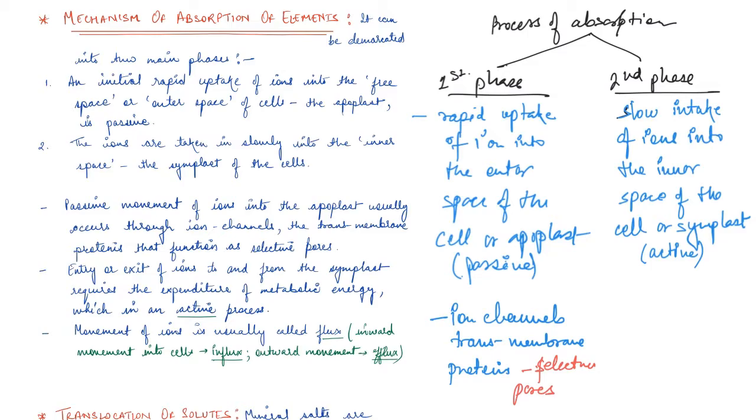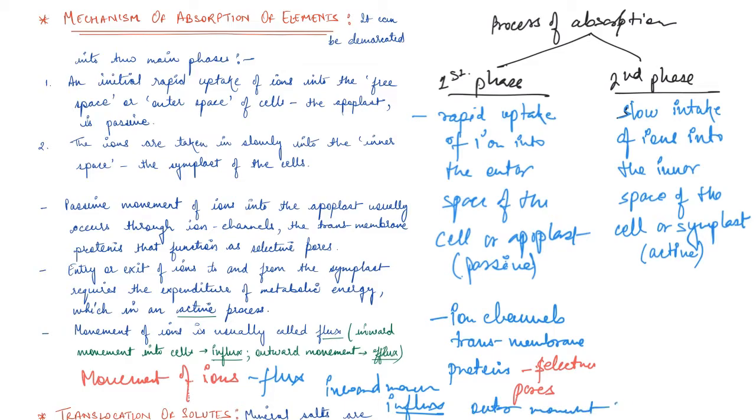Now, what do we call the movement of ions? Movement of ions is known as flux. If it is an inward movement of ions, it is known as influx. If it is an outward movement, it is efflux. So you'll have to remember these words.